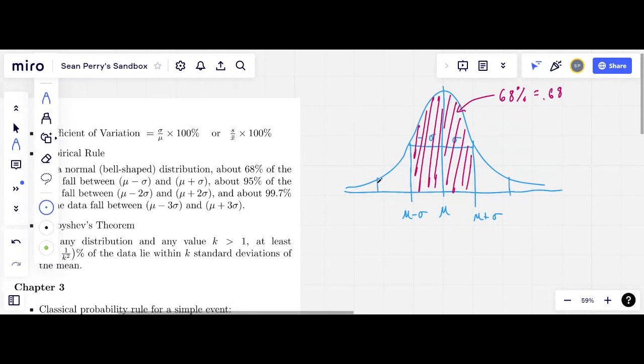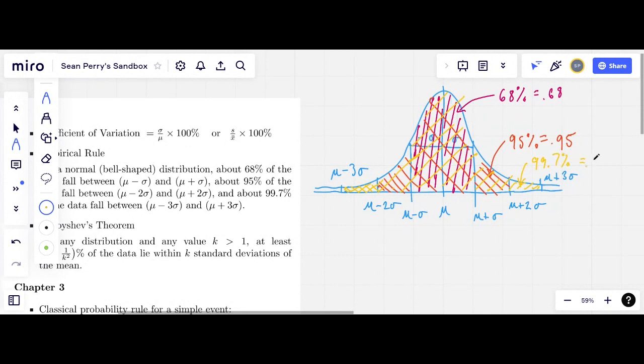And now if we go one more step in each direction up to mu plus 2 standard deviations and mu minus 2 standard deviations, this area will be about 95%, or 0.95. Finally, if we go 3 standard deviations out above and below the mean, then this area constitutes 99.7%, or about 0.997 of the total area under the curve.